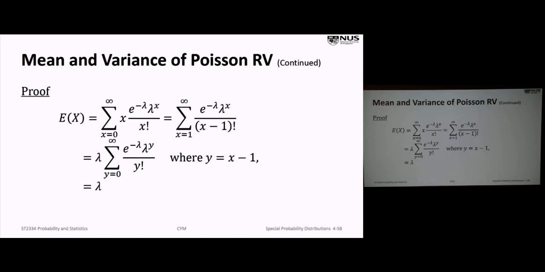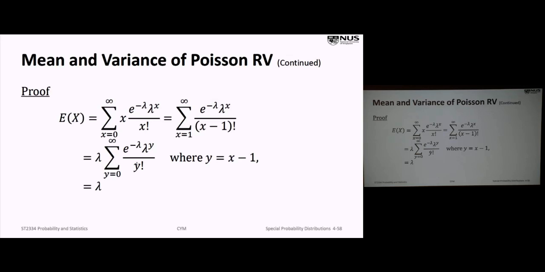So if I make the substitution y equals x minus 1, then if x is equal to 1, y is equal to 0. If x is equal to 2, y is equal to 1, and so on and so forth. So if I make that change of variable in the summation, I go from y equals 0 to infinity. Lambda I've taken outside the sum, e to the minus lambda is there, and I have lambda to the power y over y factorial. And now I'm in a good situation.